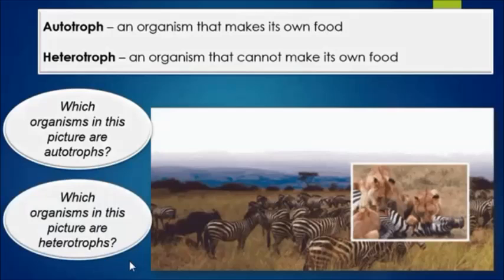Now, heterotrophs, since they can't make their own food, have to eat other organisms. So anything that eats something else is a heterotroph.